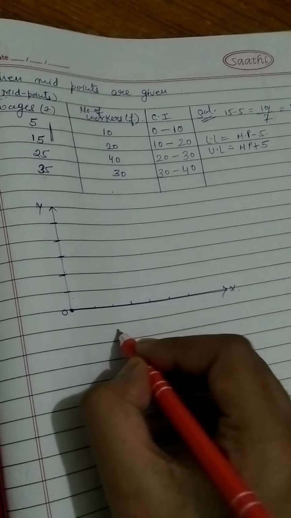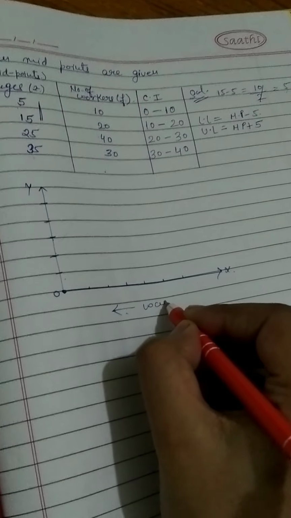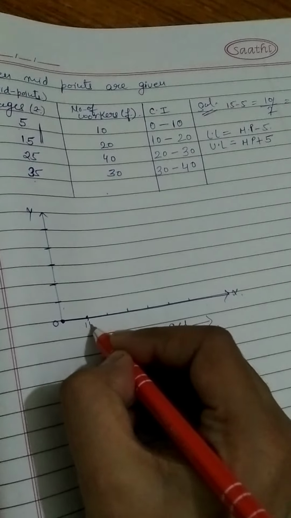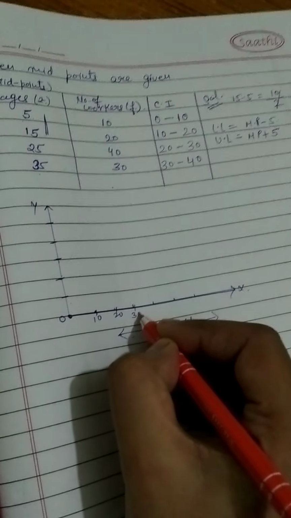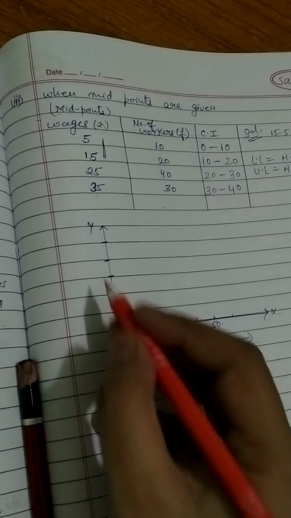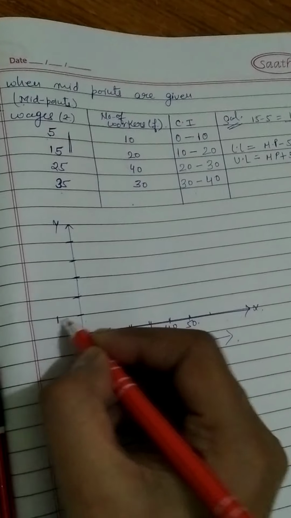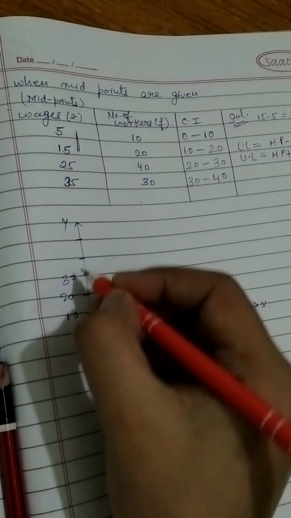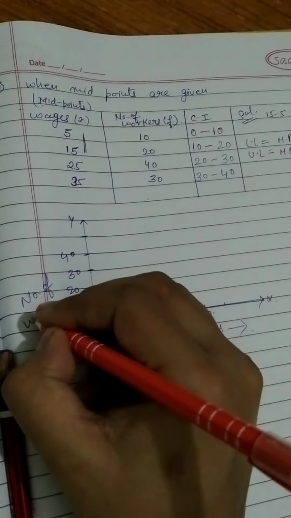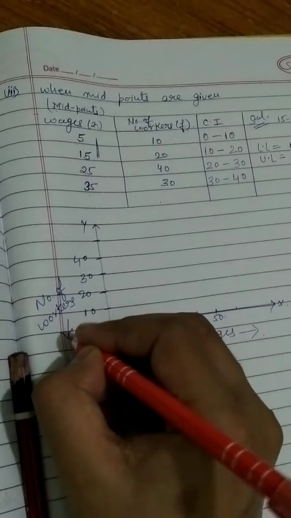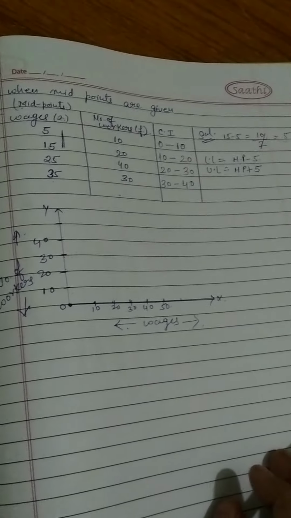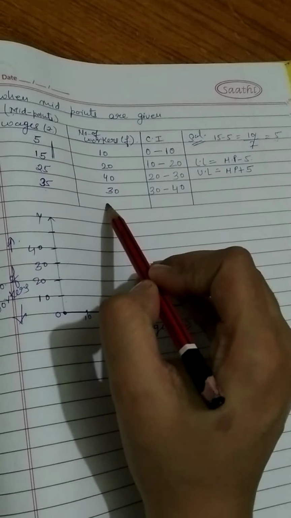So on the x-axis we will take wages, that means the class interval: 0 to 10, 20, 30, 40. Till 40 we need only. And here we have to mark the frequency: 10, 20, 30, 40. Here you can also write number of workers on the y-axis. Now we have equal class intervals with their corresponding frequencies.